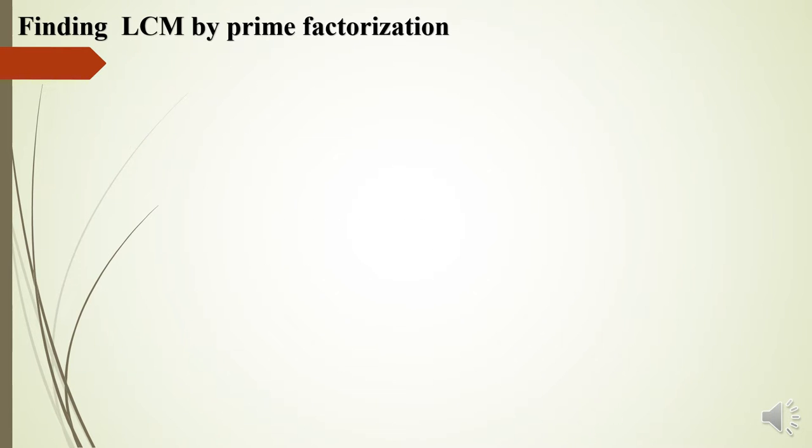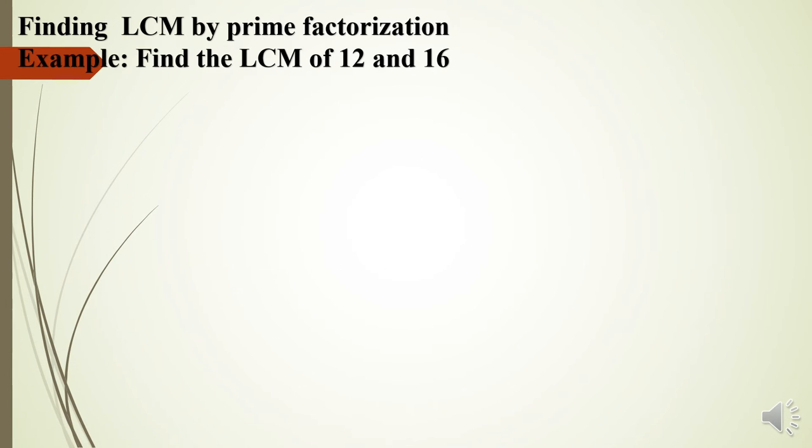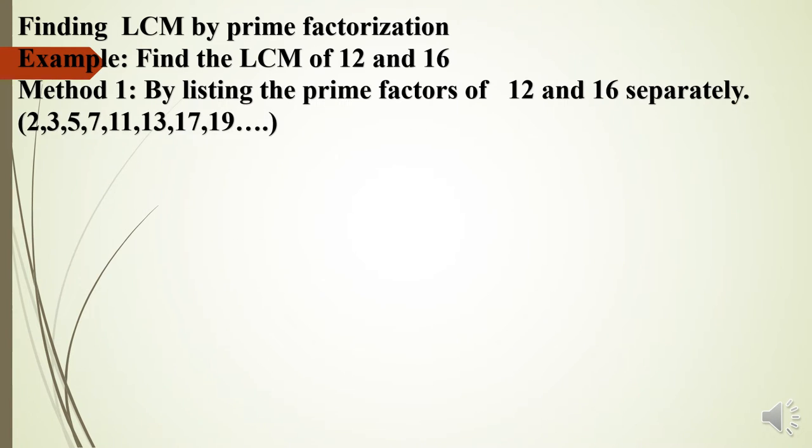Finding LCM by prime factorization. Example 1. Find the LCM of 12 and 16. Method 1. By listing the prime factors of 12 and 16 separately.